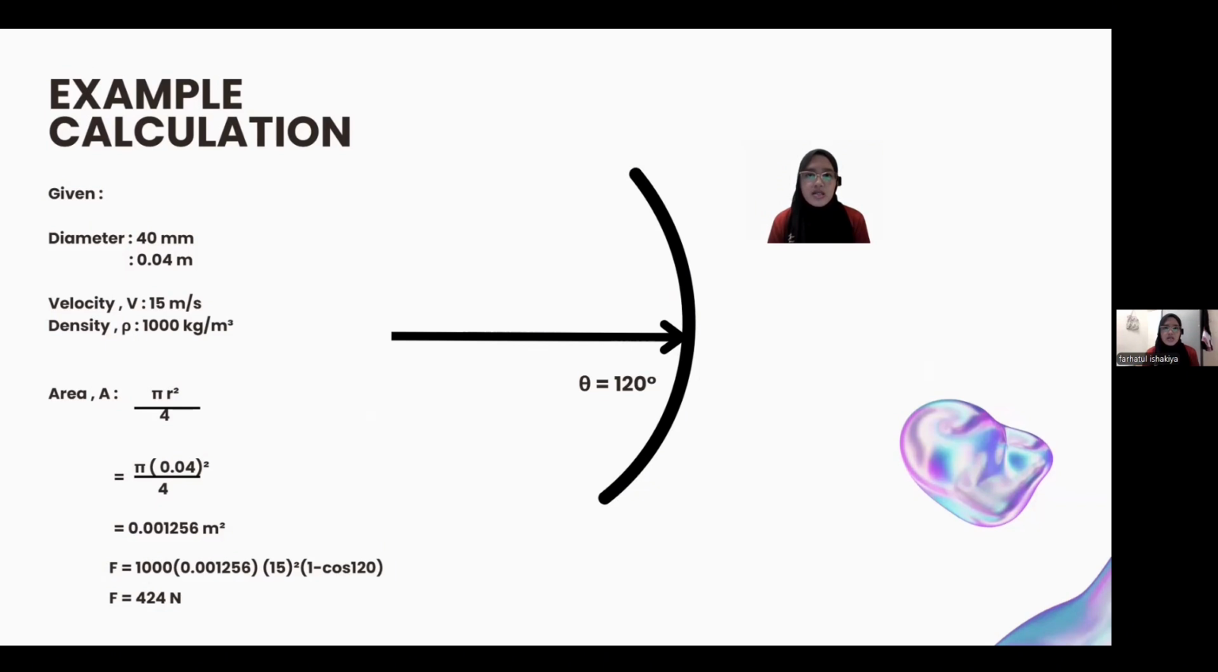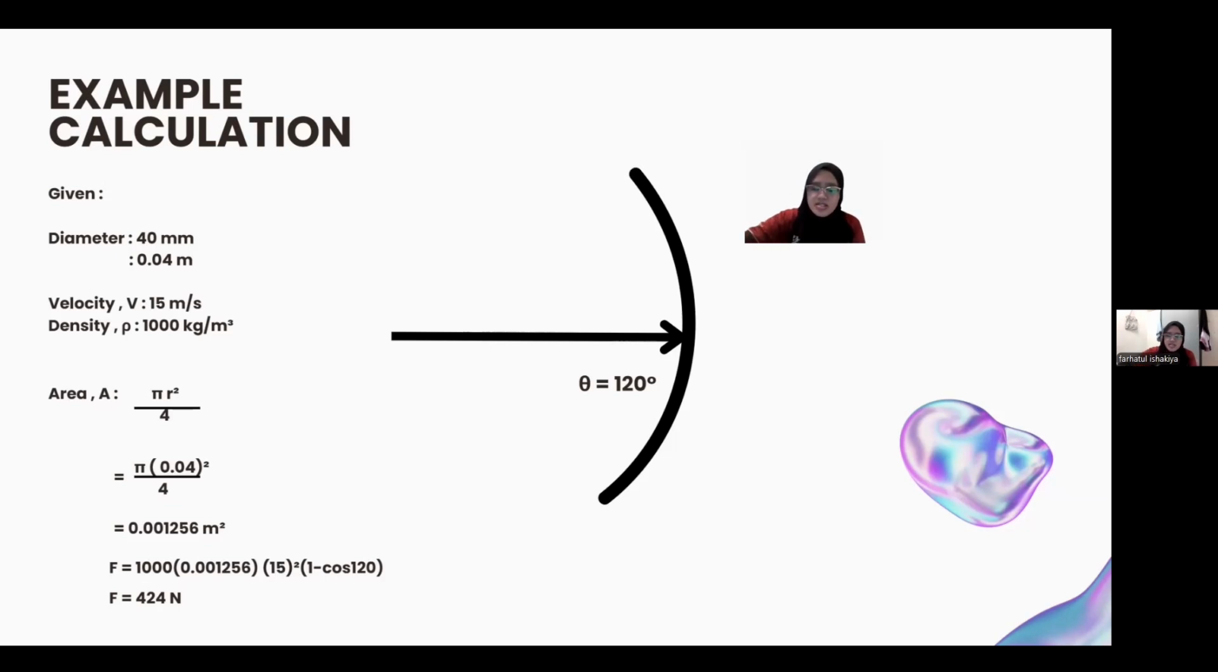And substitute them into the formula. So it will be F equal to 1000 times 0.001256 times 15 square and times 1 minus cos 120. And we will get F equal to 424 Newton.